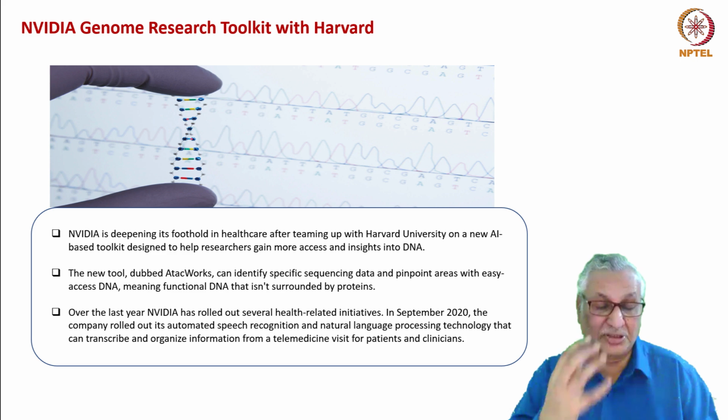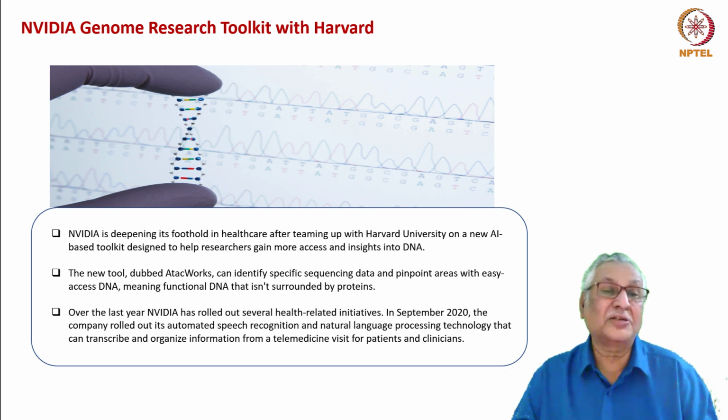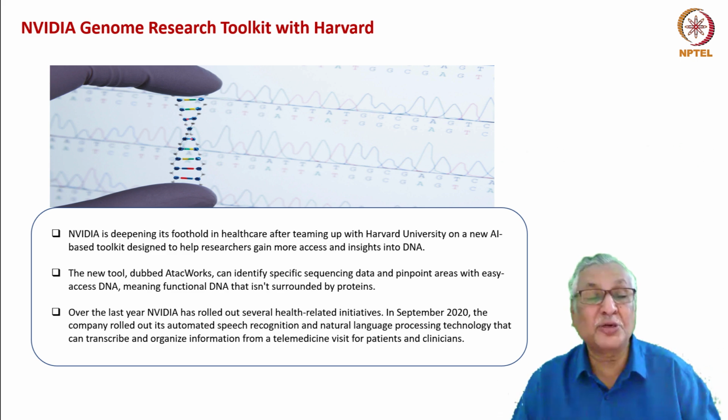NVIDIA, as we know, is a computer chip manufacturer, particularly for gaming devices. Its status in radically transforming mobile and gaming devices is very well known. Now it is into genome research. It is developing a research toolkit for genomics with Harvard. It is going to deepen its foothold in healthcare based on a new artificial intelligence based toolkit, which will help researchers gain more access and insights into human DNA. This new tool, dubbed AtacWorks, can identify specific sequencing data and pinpoint areas with easy access DNA, meaning functional DNA that isn't surrounded by proteins.